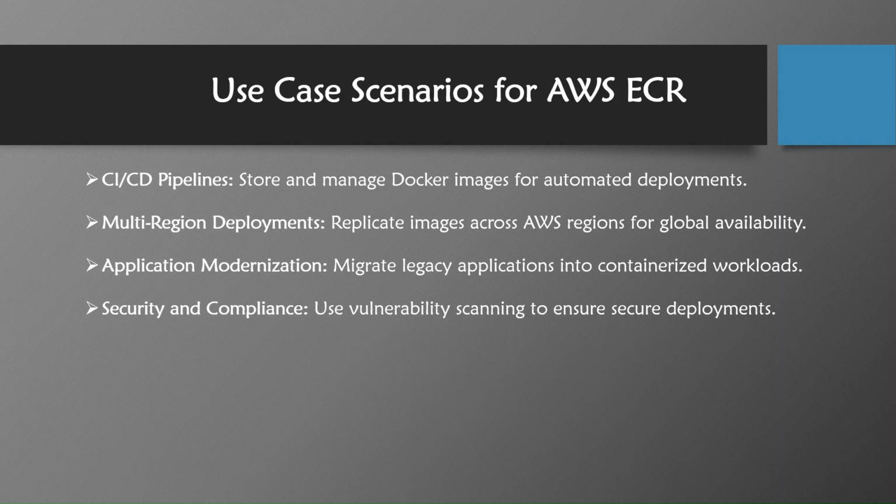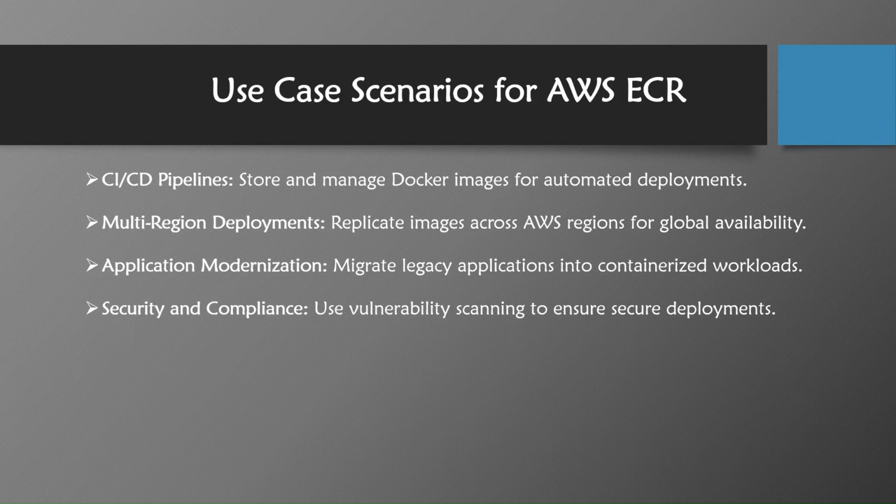So the next we have is security and compliance. Use vulnerability scanning to ensure secure deployments. How does it work? When images are pushed to AWS ECR, vulnerability scans are triggered automatically or manually. ECR scans for common vulnerabilities and exposures in libraries, frameworks, and dependencies within the containerized images, and reports are generated with critical, high, medium, and low severity vulnerabilities. Teams can patch issues and push updated images back to ECR. When it comes to its benefits, it's security, early detection, and risk management.